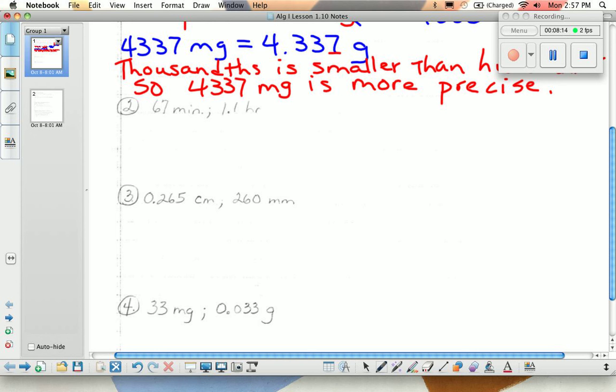So now how are we going to decide between 66 and 67? They're both rounded to the nearest whole minute. 66 is smaller than 67. It is. So it's a smaller number of minutes. Yeah, this one's tricky.